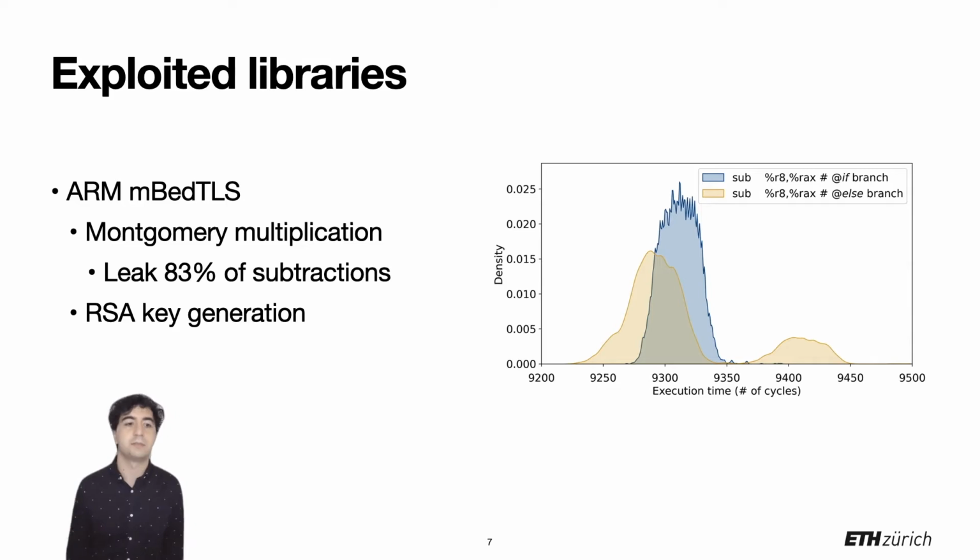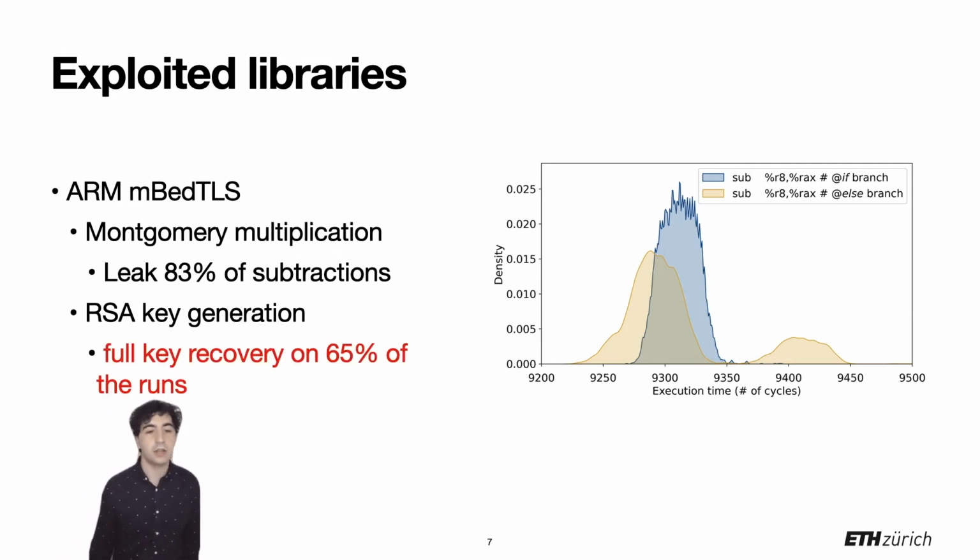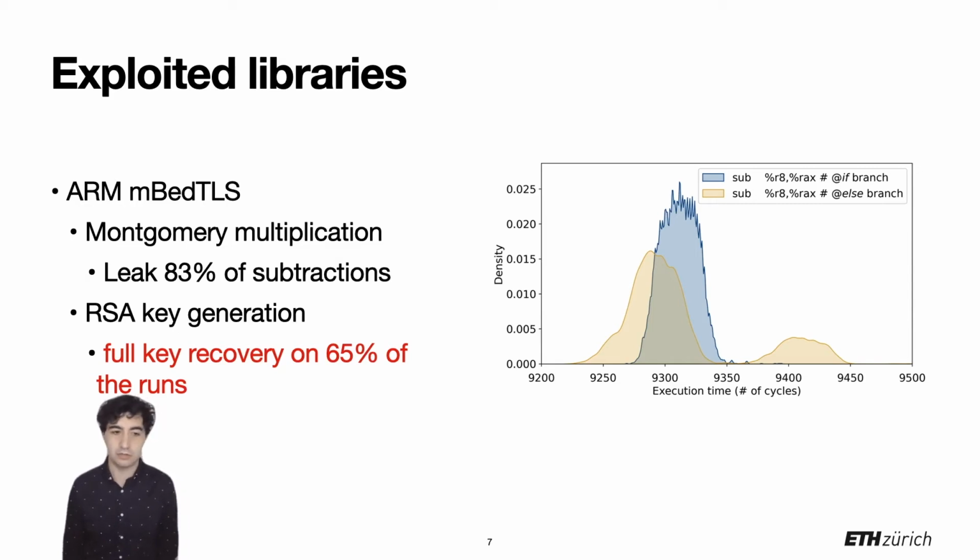So with that, we were able to leak 83% of these subtractions, which are related to the inputs of the multiplication, which are secrets. Another function that we exploited is the RSA key generation. And in there, at some point, a GCD computation on some secrets is performed, and the GCD computation has a secret branch. And we were able to measure that branch, and with that recover the key that was being generated within seconds on 65% of the runs.